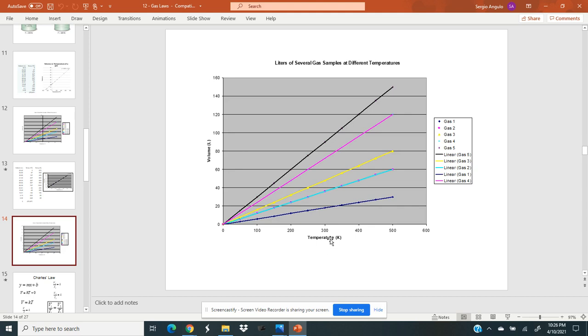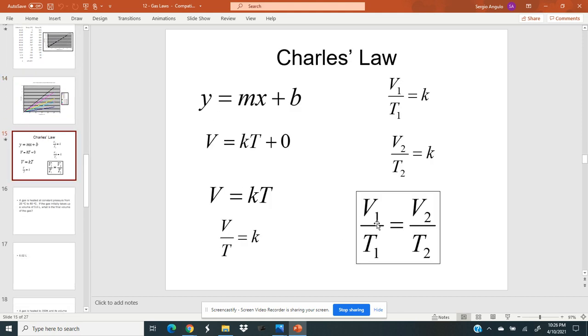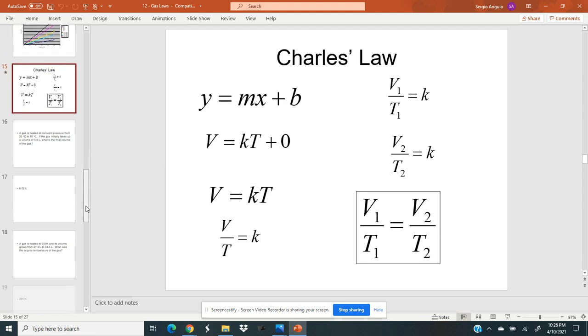Okay, so every gas, depending on the type of gas it is and the amount, has a different line, but they all meet at 0. And the relationship is, as you increase the temperature, you increase the volume. So they are directly proportional. Later on, we're going to see how we can use that to calculate Charles' law.